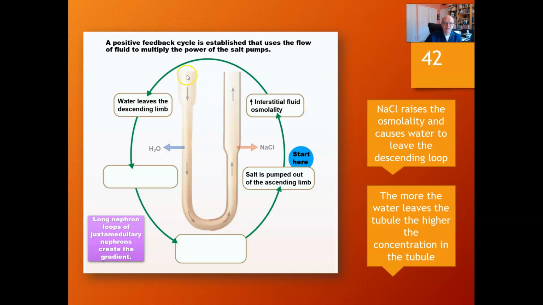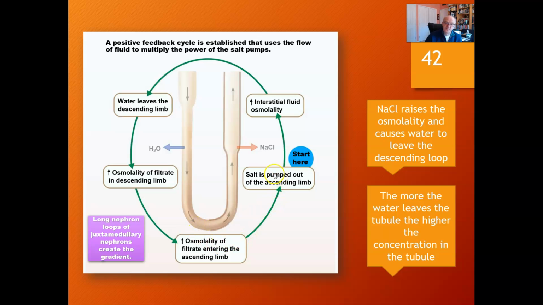Water then leaves the descending limb. So the descending limb gets more and more concentrated as more and more water is removed. And the osmolality of the filtrate goes up. That means it gets more concentrated. And the highest osmolality, the highest concentration of the filtrate, is here at the bottom of the loop of Henle. It's just here at the bottom.